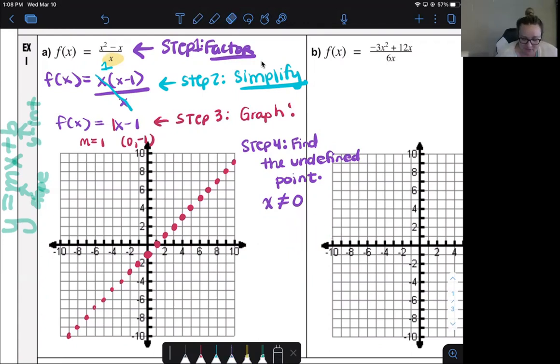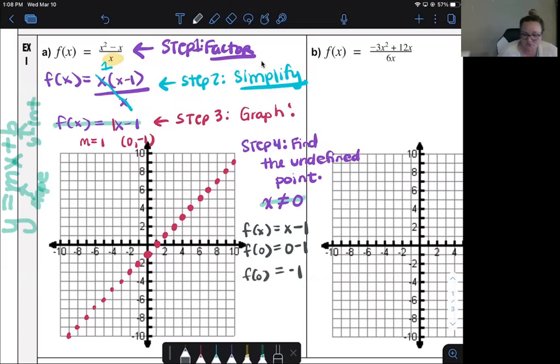So to find where that point is, we take x equals 0 and we plug it into our simplified function. So we're going to take f of x equals x minus 1, and we're going to plug in 0. So f of 0 is equal to 0 minus 1. And we get negative 1.